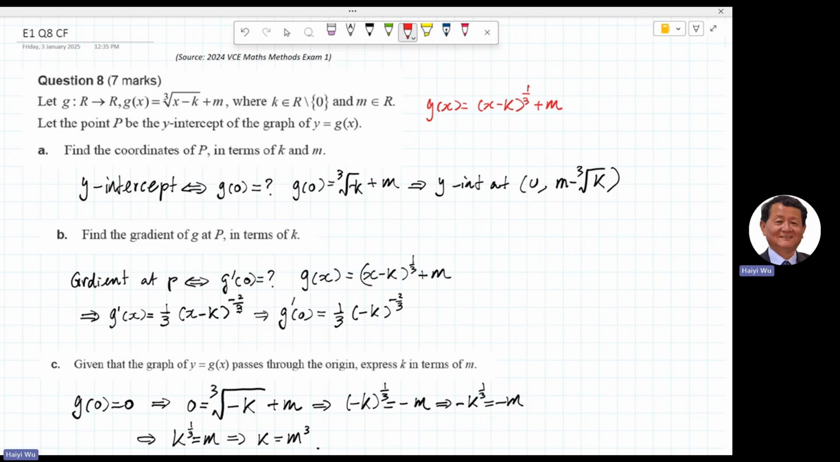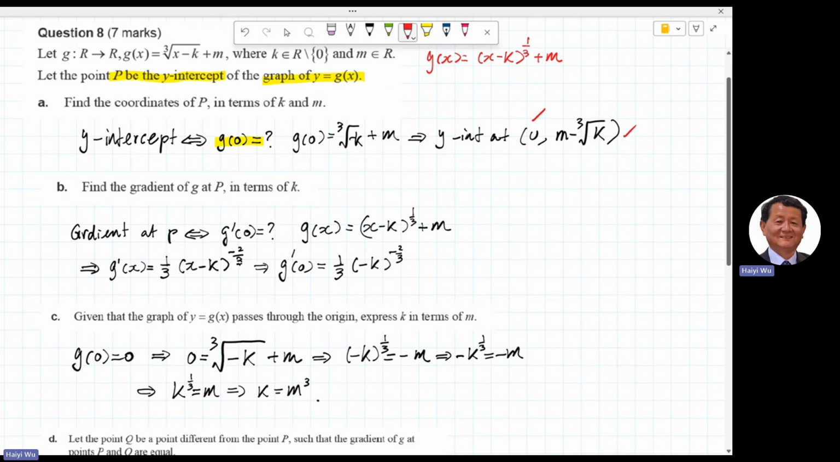All right, let's do question A first. Find the coordinates of P. P is the y-intercept of the graph. So what is the y-intercept? We know when x equals 0, so we want to find g(0). That's pretty simple. We substitute 0 into the function. So the answer: the y-intercept is x is 0, y is m minus the cubic root of k. So we've done that.